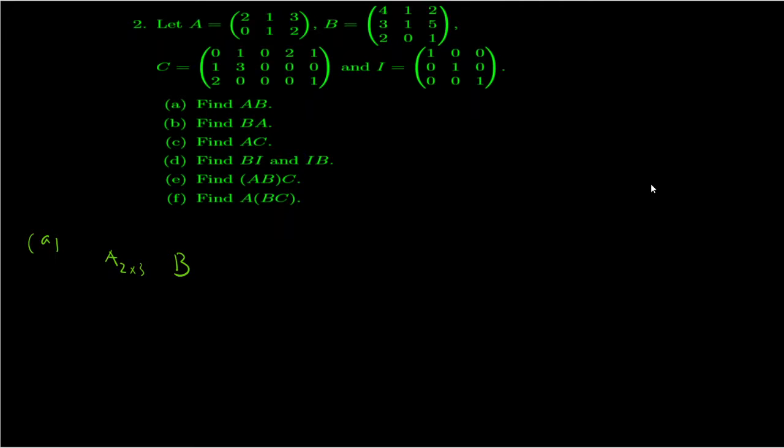Now look at B. B has 3 rows and 3 columns. B is a 3 by 3 matrix. Is the multiplication defined? Is AB defined? You check that and that, right? If these two numbers are the same, then the multiplication is defined. After convincing yourself the multiplication is defined, then we determine the size of the product.